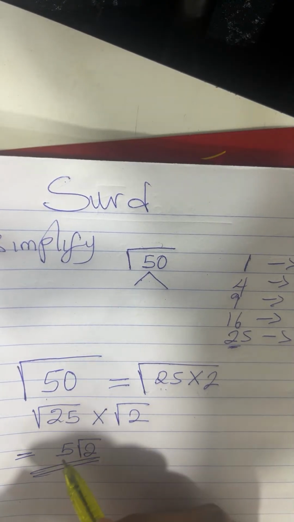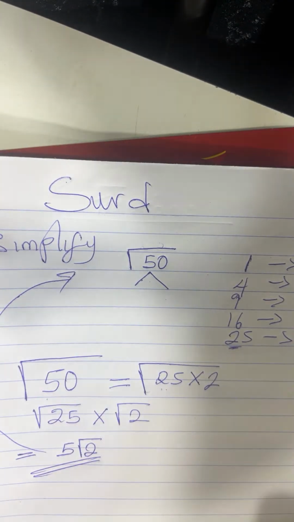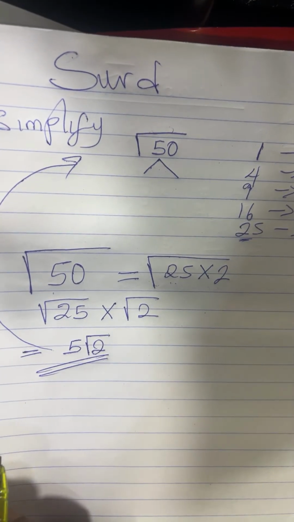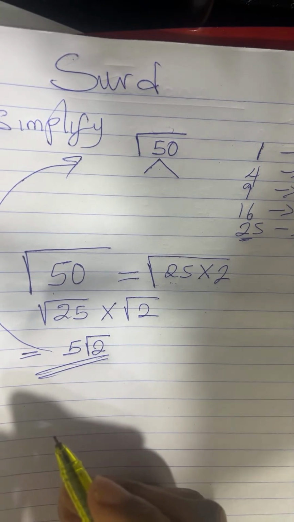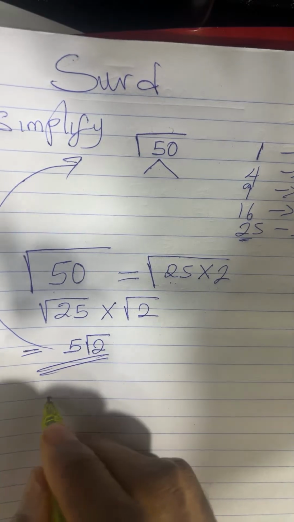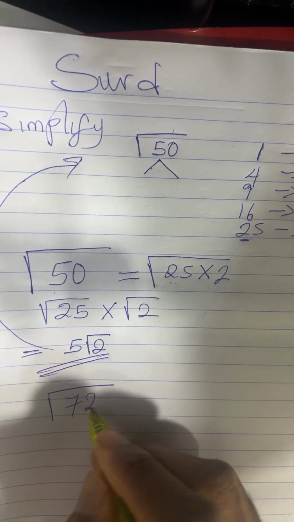So root 50 is the same thing as 5 root 2 in its basic form. Let's take a look at another one. Let's say we are told to simplify another surd, and the surd in question is the square root of 72.